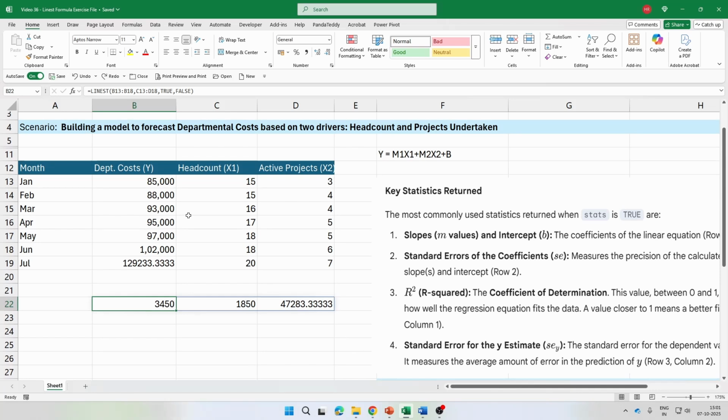I hope you got the understanding about the LINEST formula, and with it we also saw how to do a regression based prediction. But in the next video, I'm going to come up with something really interesting. Don't miss it. Watch video number 37.